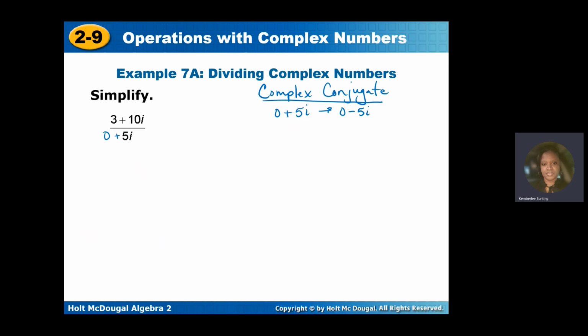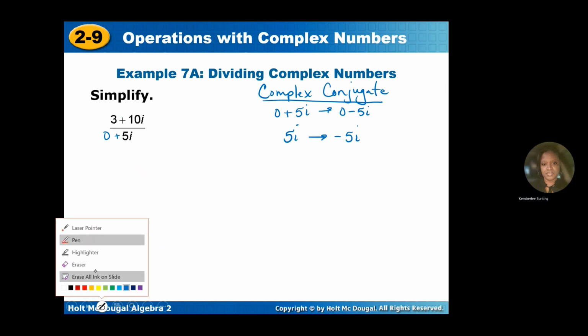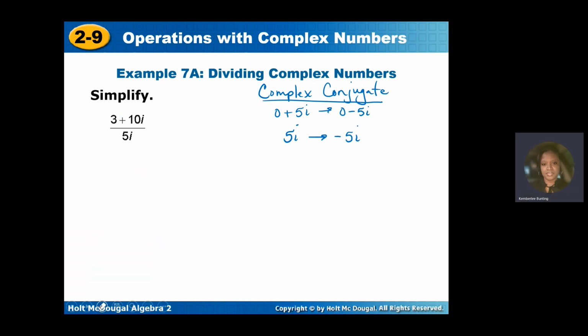Now, are you going to write 0 minus 5i? No, because remember, 0 plus 5i was actually just 5i. So the complex conjugate of 5i is very simply going to be negative 5i. We good? Now, the text just told you in the previous slide that in order to get the i out, we must rationalize the situation on the complex conjugate.